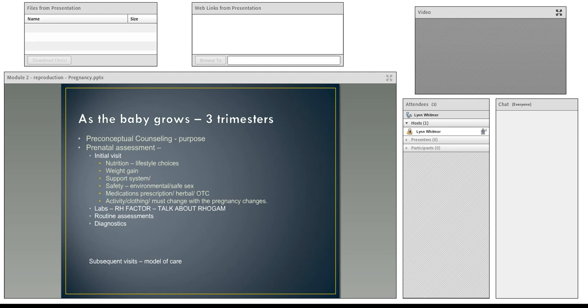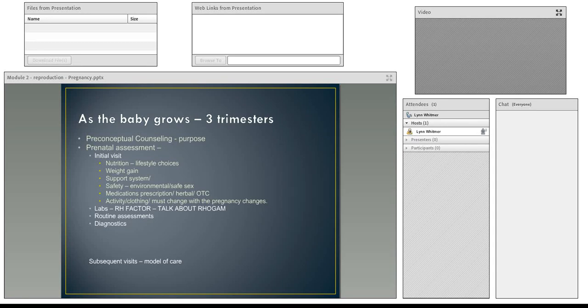Are you all caught up on your immunizations? What type of activity do you participate in? What's your job? What's your support system? Are you safe? Do you live in a safe environment? All of those things should be identified. So preconceptual counseling is about identifying risk factors to the pregnancy, number 1.